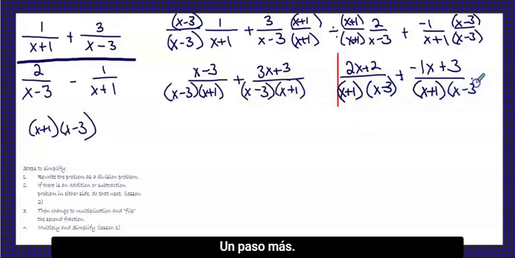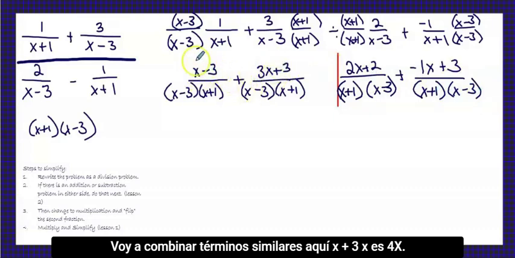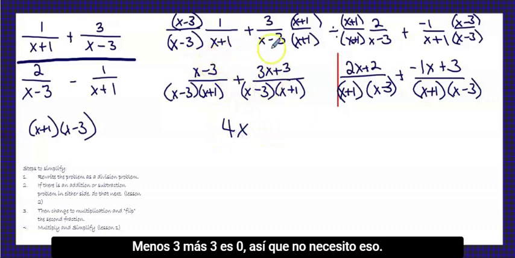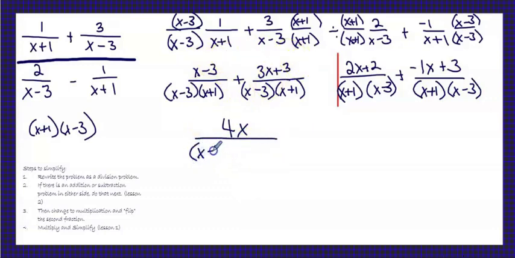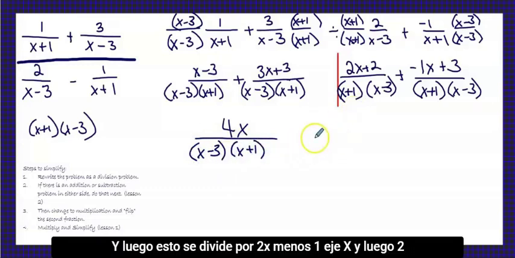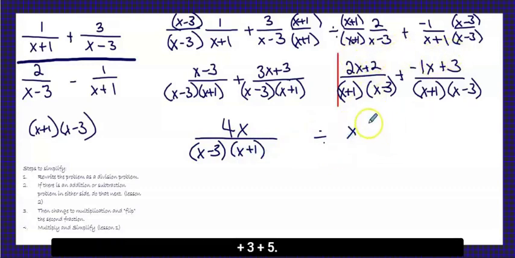One more step. I'm going to combine like terms here. x plus 3x is 4x. Minus 3 plus 3 is 0, so I don't need that. And then this is divided by 2x minus 1x, which is x, and then 2 plus 3 is 5.